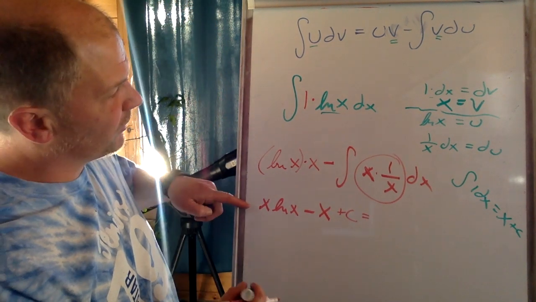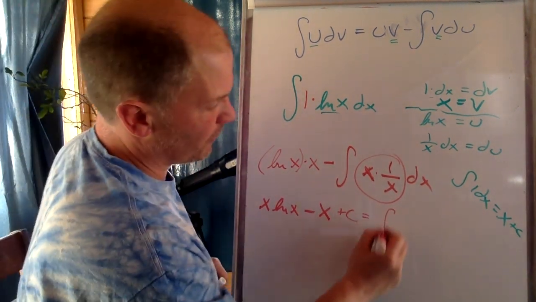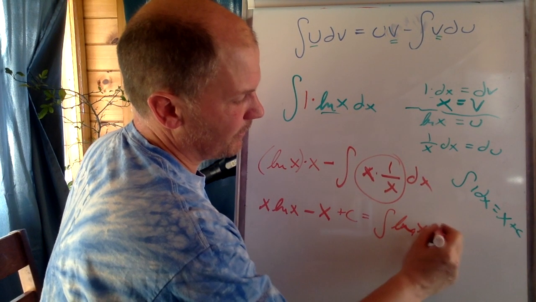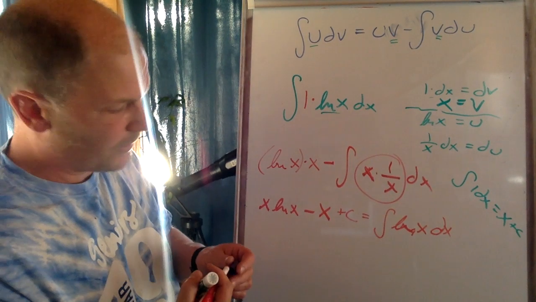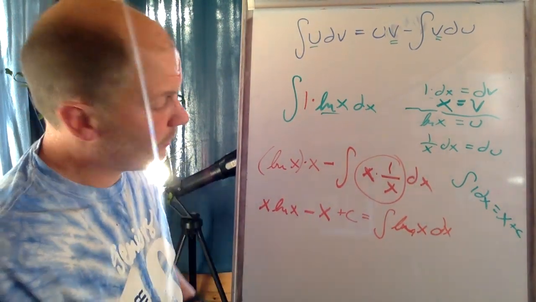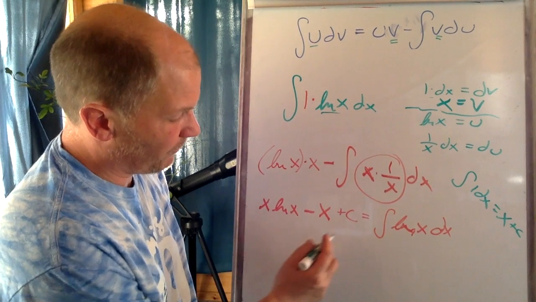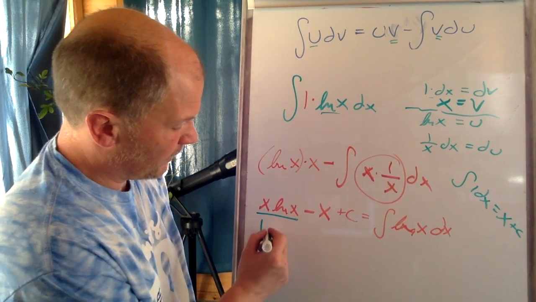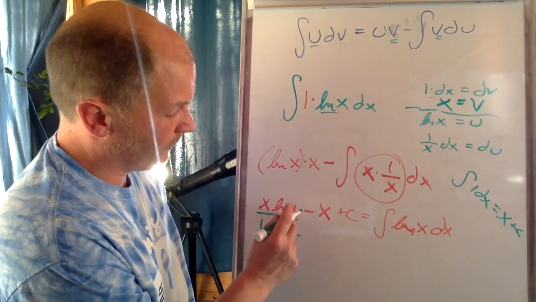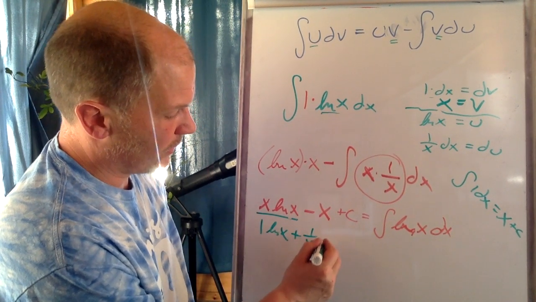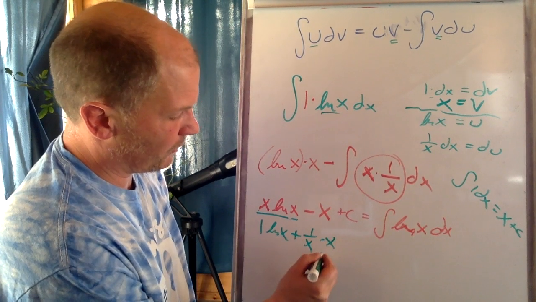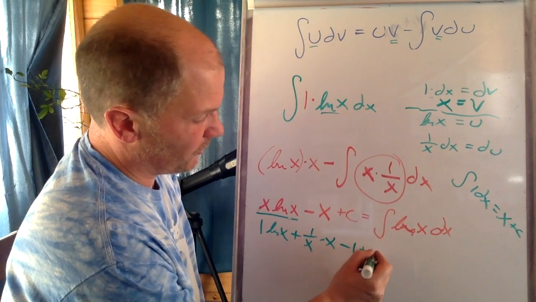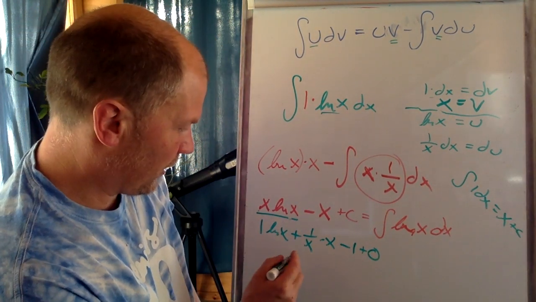So this equation is the same as the integral of ln x dx. All right, and just to prove that we are right, what I'd like to do is take this derivative real quick. We need to follow the product rule. The derivative of x is 1 times the ln of x, plus the derivative of ln x, which is 1 over x, times the first function x, minus the derivative of x, which is 1, plus the derivative of c, which is 0.